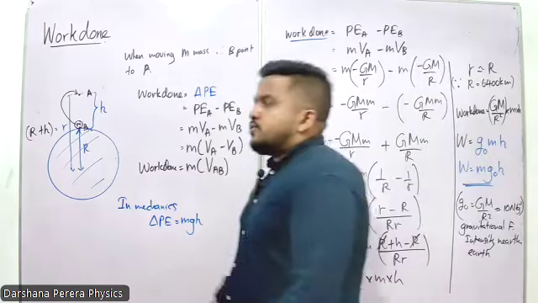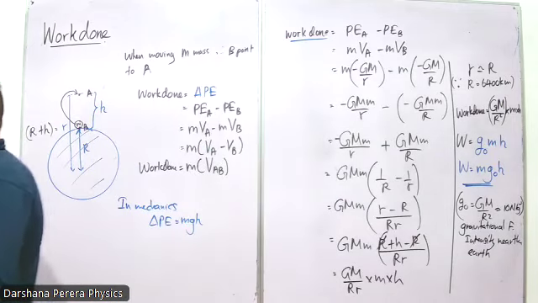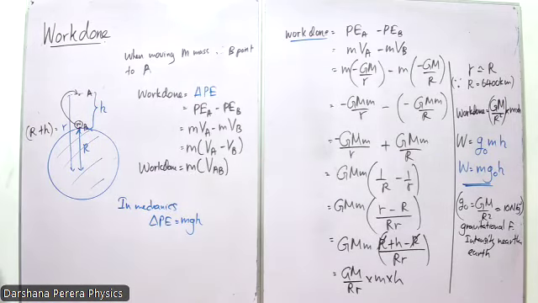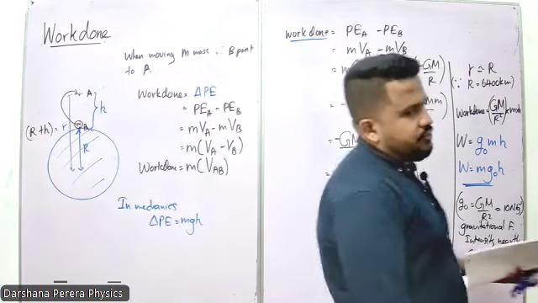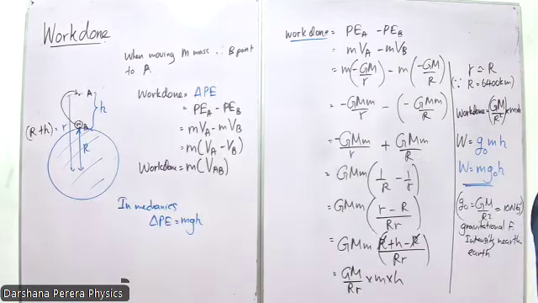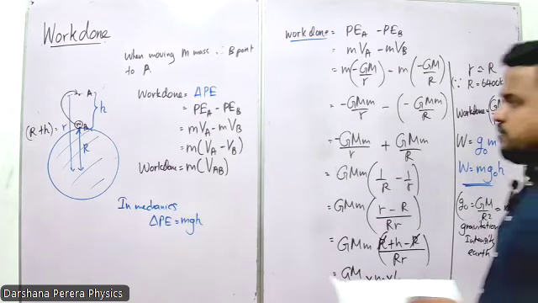Therefore, the gravitational field is called a uniform force field.